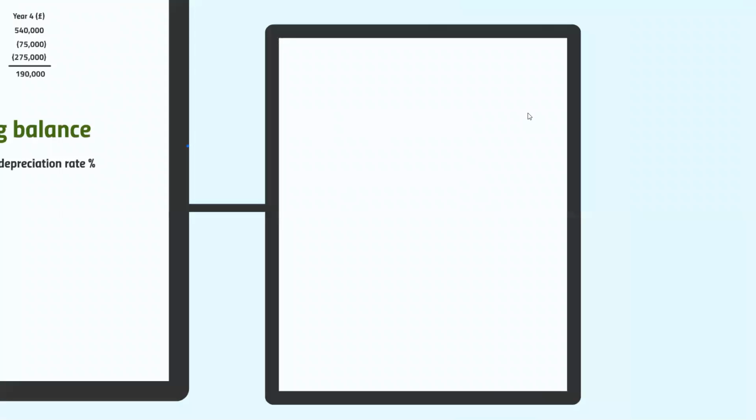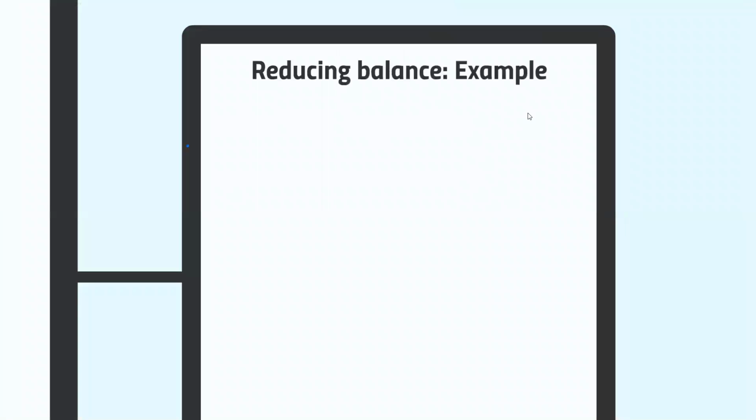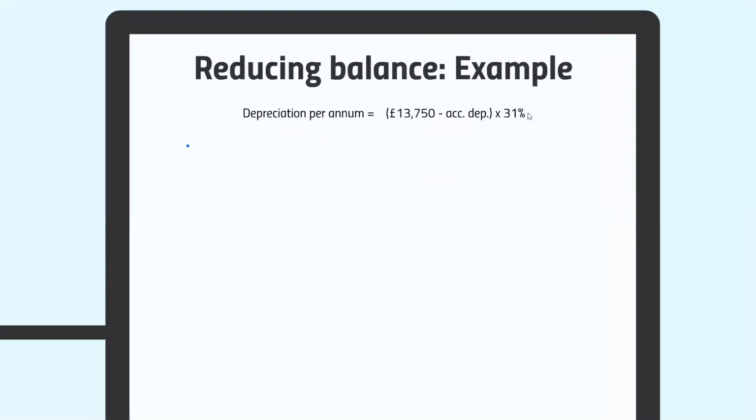So again, let's have a look at a little bit of an example here. In this example, we have a company that has a cost for their asset of £13,750, and a depreciation rate percentage of 13%. Applying the formula that we've just talked through to calculate our depreciation per annum using the reducing balance method, we would need to take the carrying value of this asset.